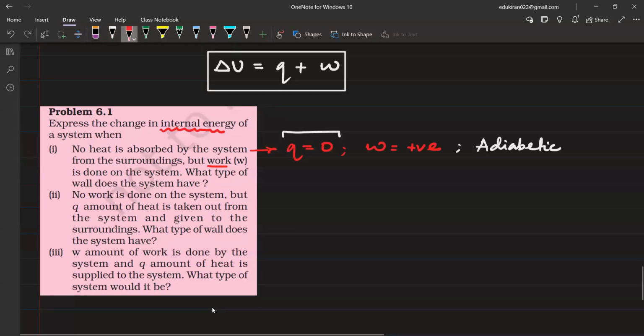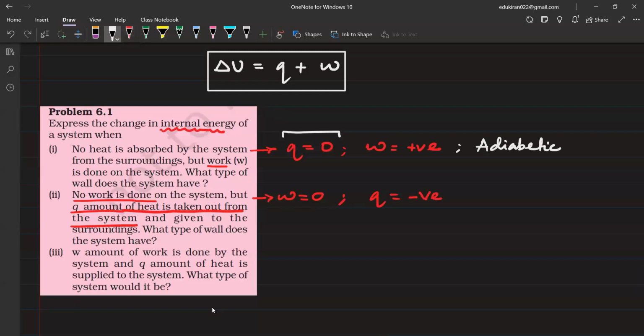Very good. Now, no work is done on the system. Work नहीं हो रहा system में. W is equal to 0. But Q amount of heat is taken out from the system and given to the surrounding. So Q is equal to positive or negative? Negative. Now tell me what type of wall is present? We can exchange heat, but work cannot be done.